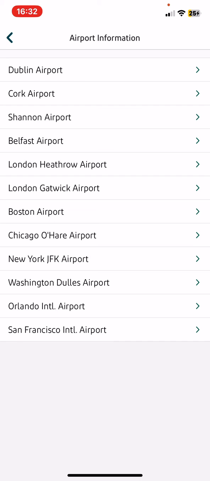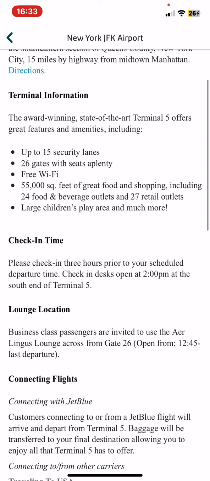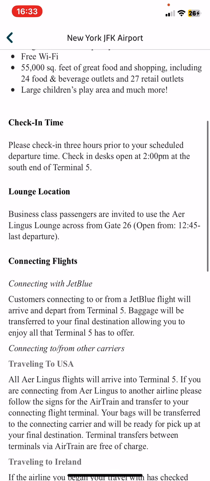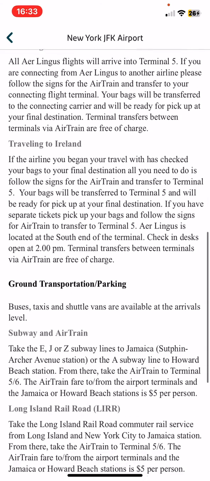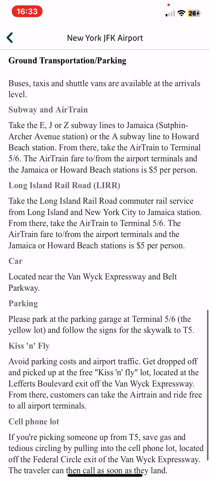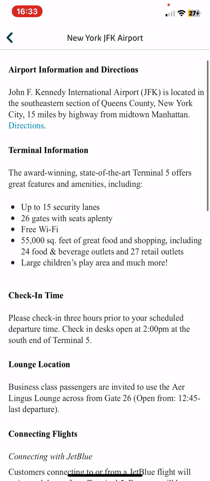And here you can see the listed airports and what you can find about them. So if you're interested in the New York JFK airport, just click on that and you can find all the information like terminal information, check-in time, lounge location, and so on. So you will get a detailed description on everything you need to know on that specific airport.